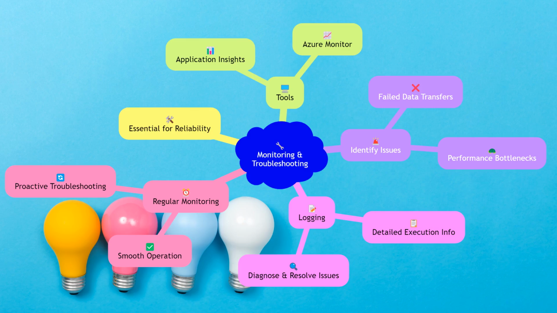Monitoring and troubleshooting are essential for maintaining the reliability of Azure functions with bindings. Azure provides various tools for monitoring function performance, such as Application Insights and Azure Monitor. These tools can help identify issues with bindings, such as failed data transfers or performance bottlenecks. Additionally, logging can be used to capture detailed information about function execution, making it easier to diagnose and resolve issues. Regular monitoring and proactive troubleshooting can help ensure the smooth operation of Azure functions.